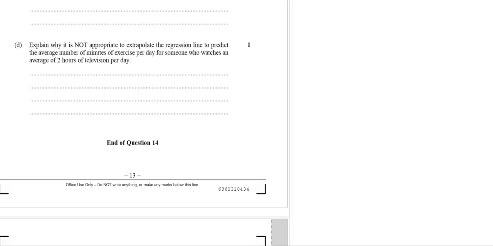Part D. Explain why it is not appropriate to extrapolate the regression line to predict the average number of minutes of exercise per day for someone who watches an average of 2 hours of television per day. Okay, so clearly they're asking us to comment on the fact that extrapolation is unreliable. The data is only provided for x values, i.e. TV watching values, of 0 to 60 minutes of TV per day.